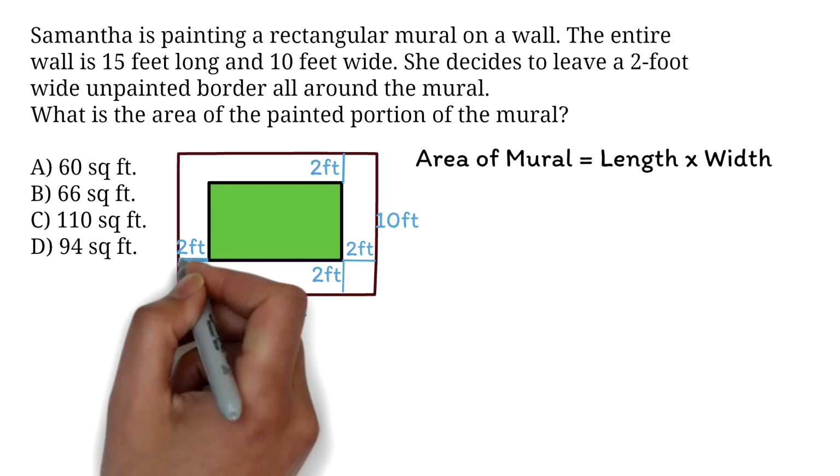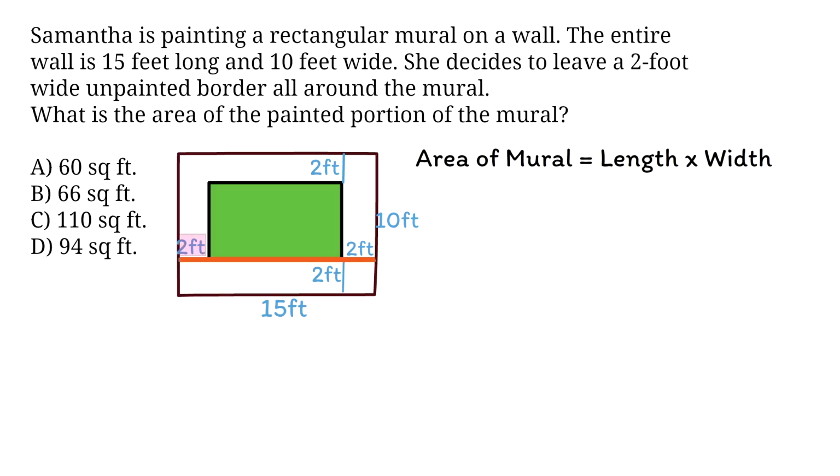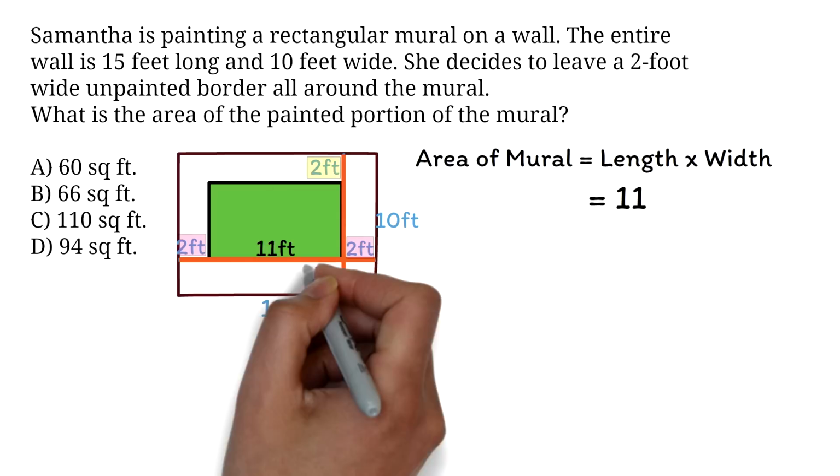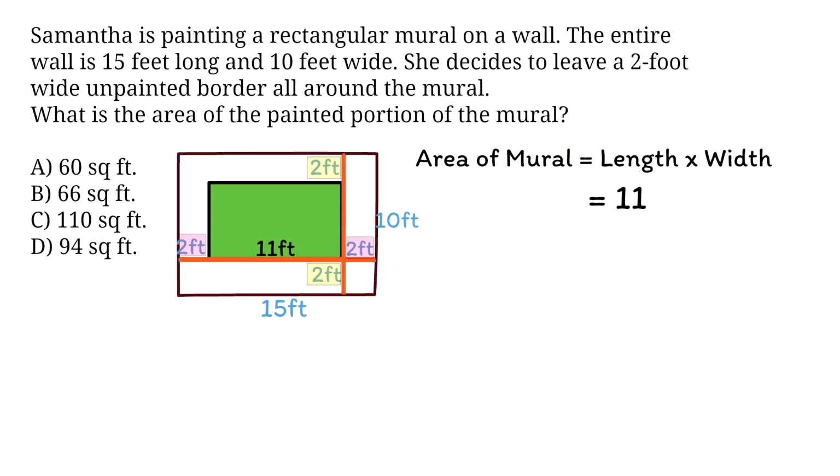We know the length of the wall is 15 feet. 2 feet has been subtracted from the left and 2 feet has been subtracted from the right. So the length of the mural will be 15 minus 4, which is 11 feet. The width of the mural is similar. The width of the wall is 10 feet. We subtract 2 feet from the top and 2 feet from the bottom. So we have the width to be 10 minus 4, which is 6 feet. Now that we know the dimensions of the mural, we can find the area. We have area of the mural equals 11 times 6. This is 66. So the area of the painted portion of the mural is B, 66 square feet.